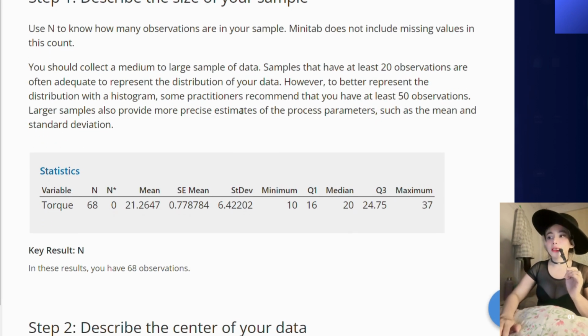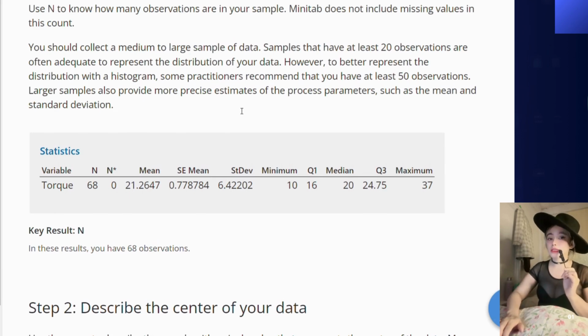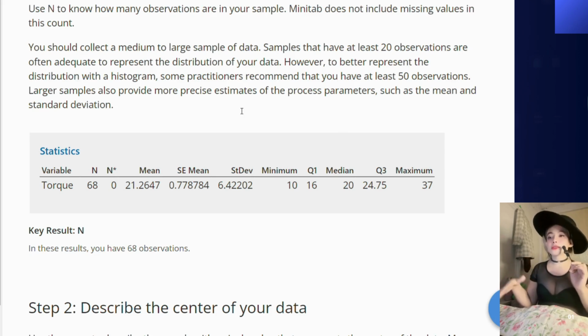Now, you should collect a medium to large sample of data, but it depends on the number again. You can use sample sizing for this, and we will discuss that in the next video. But samples that have at least 20 observations are often adequate to represent the distribution of your data. However, to better represent the distribution with a histogram, some practitioners recommend that you have at least 50 observations. Larger samples also provide more precise estimates of the process parameters such as the mean and standard deviation.